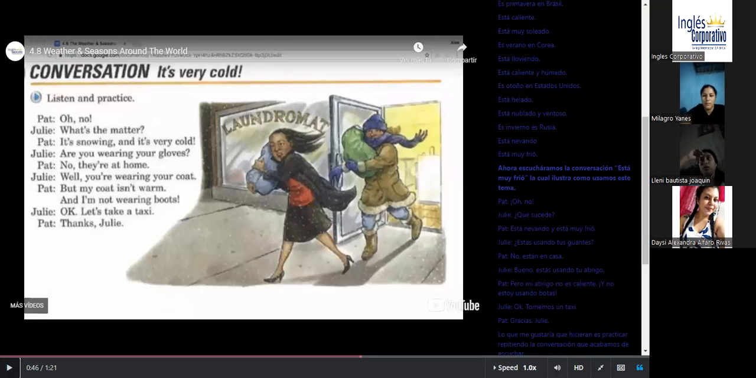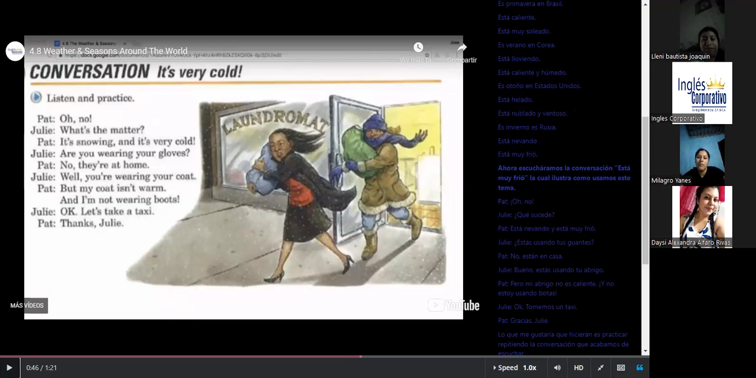Okay. Dos voluntarios, two volunteers. Raise the hand. Pongan la manito ahí. Okay, tenemos Jenny, okay. One more. Come on, my volunteer. Thank you, Milagro. Okay. Milagro, usted lea la parte de Pat y Jenny, usted lea la parte de Judy, okay? Yo leo la parte de Pat.